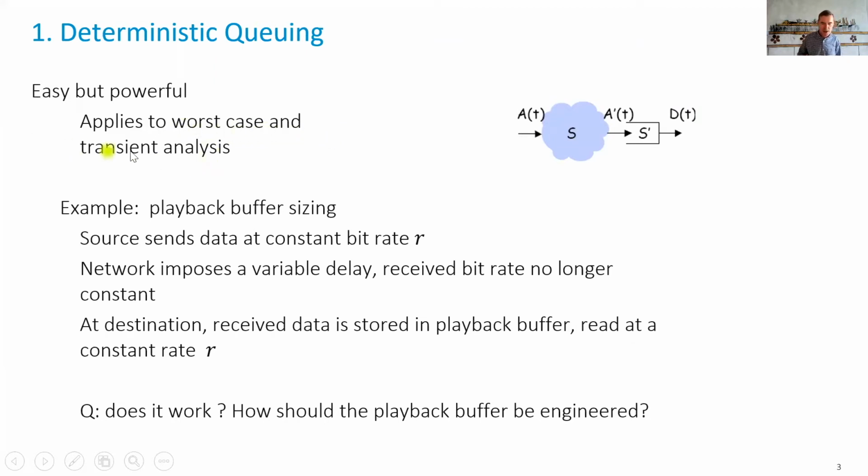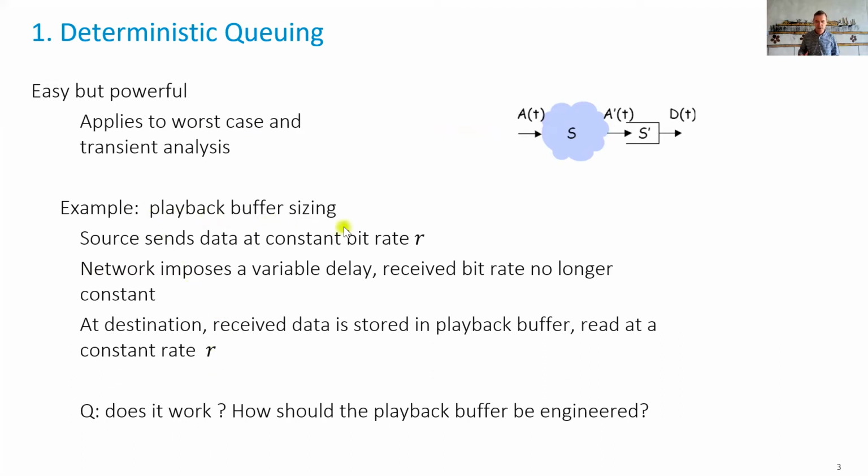It also applies, as we will see, to transient analysis. Classical queuing theory is concerned with stationary behavior of a queue, but sometimes we want to analyze what happens after a sudden arrival of a huge burst, for example. So to get the idea, let's study a simple example.